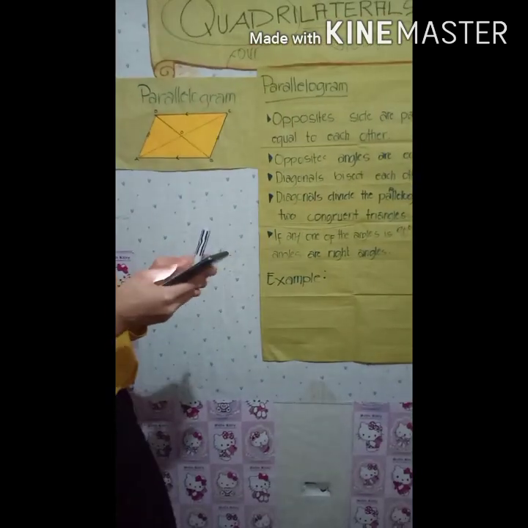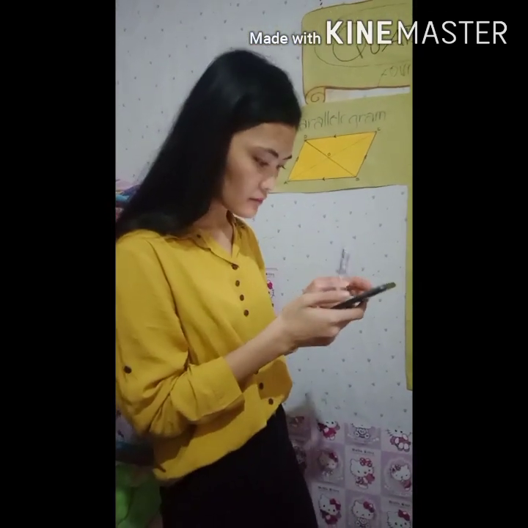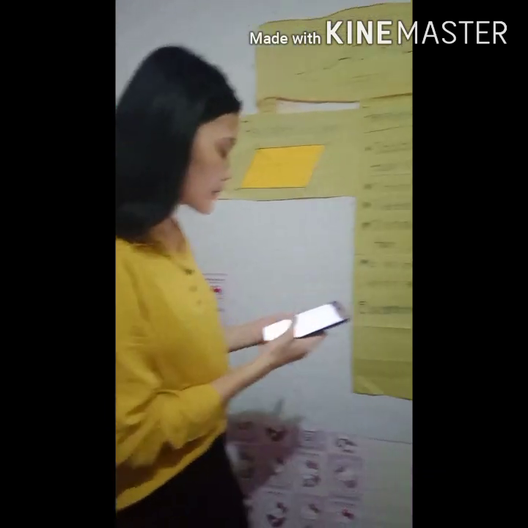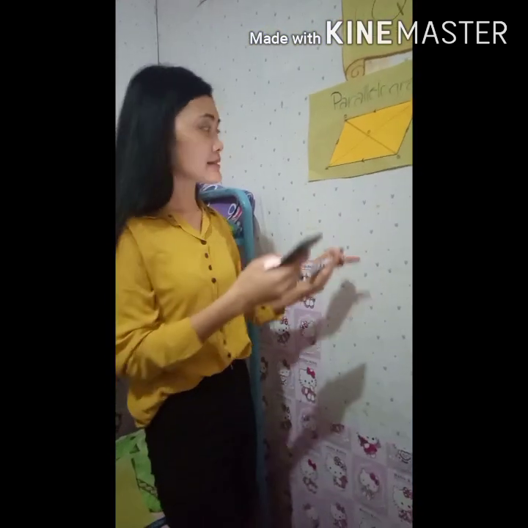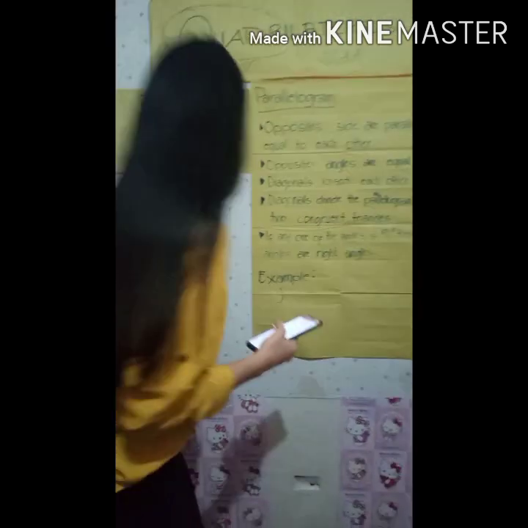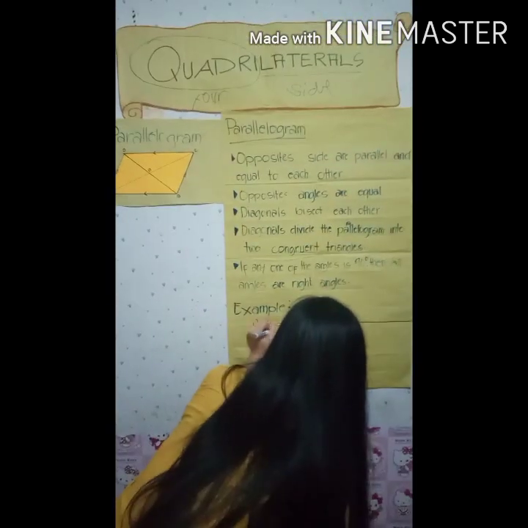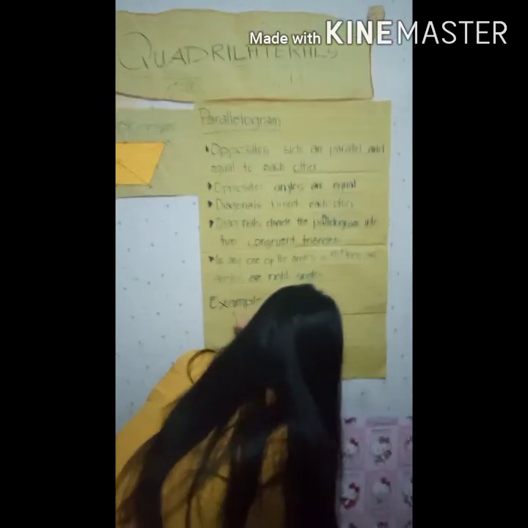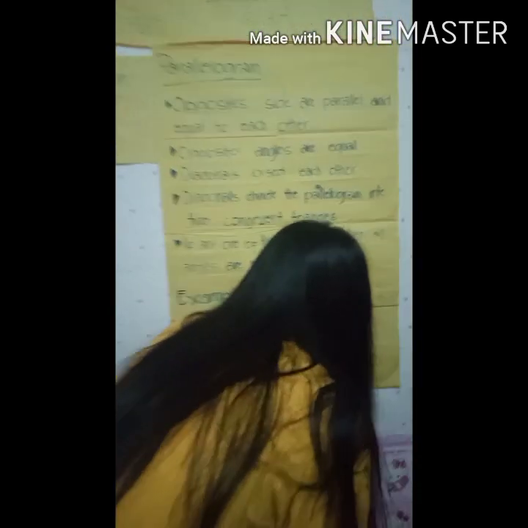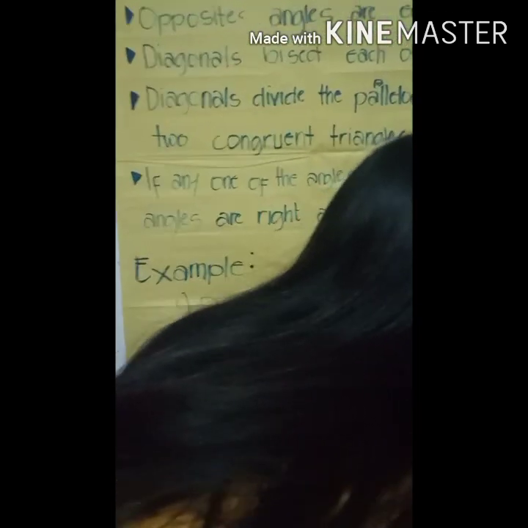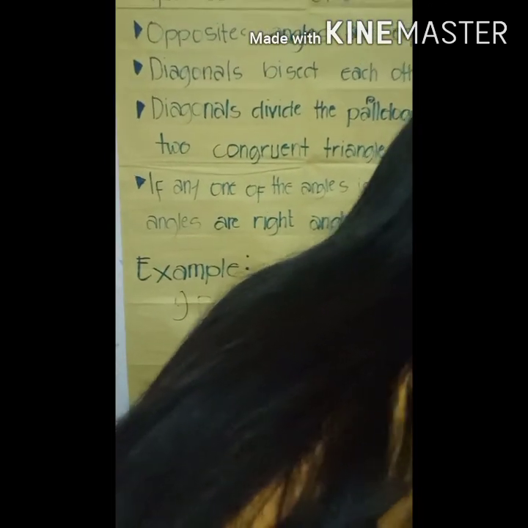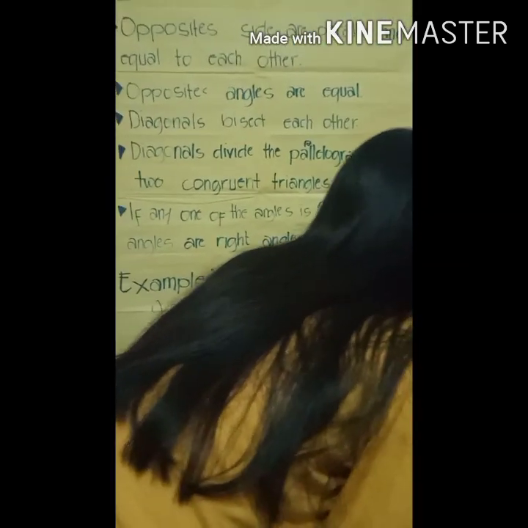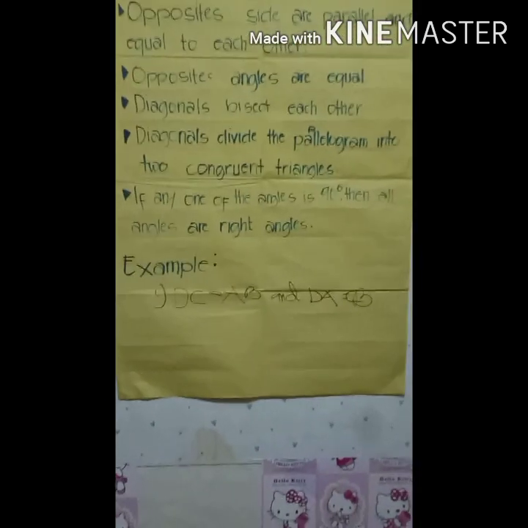Let me cite an example. Number 1, opposite sides are equal in length. If DC is equal to AB, and DA is equal to CB, that's the opposite sides with equal length.